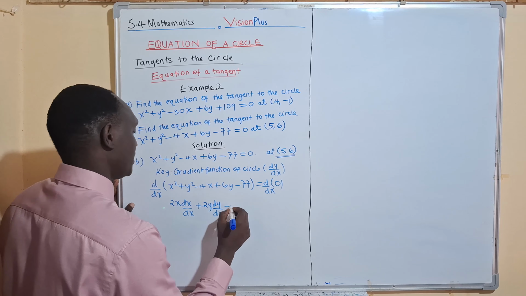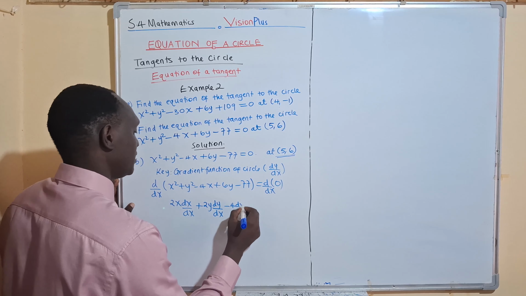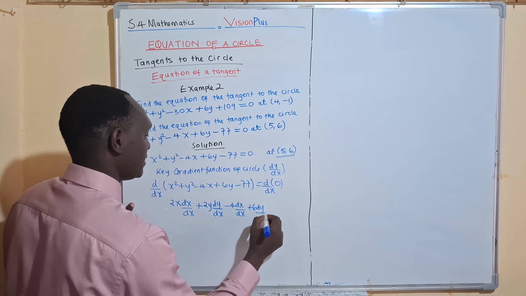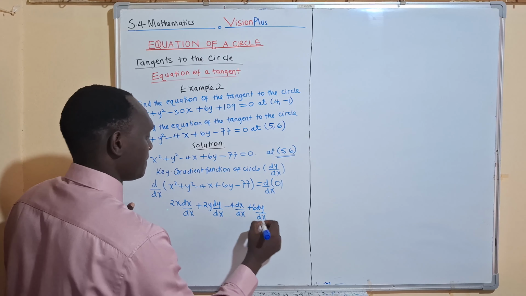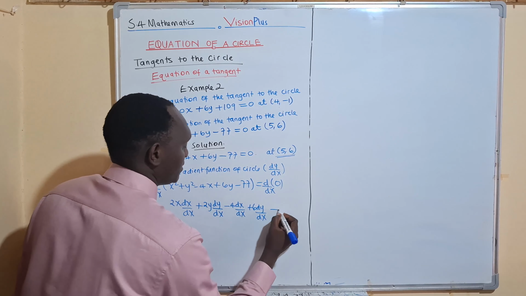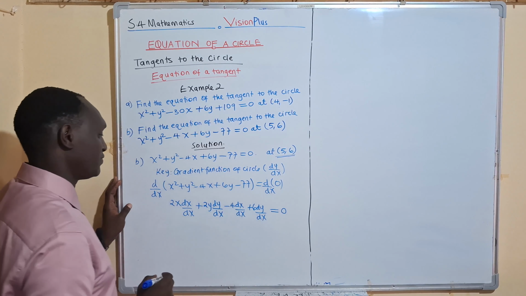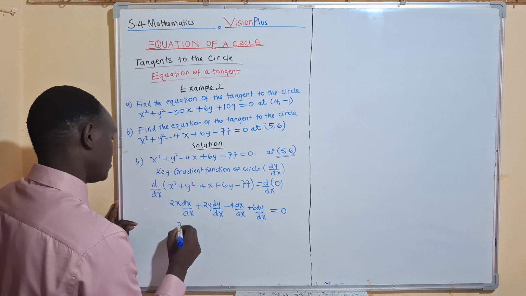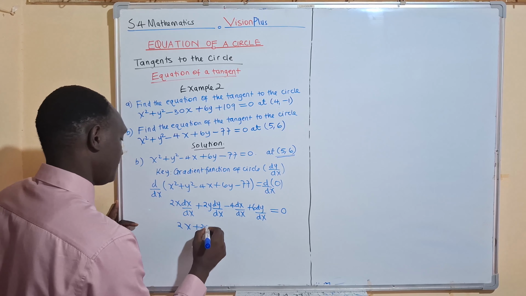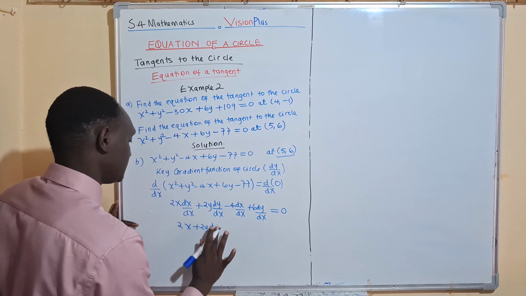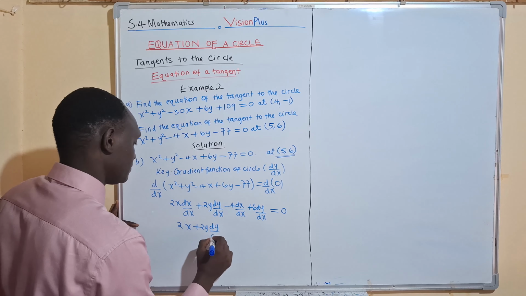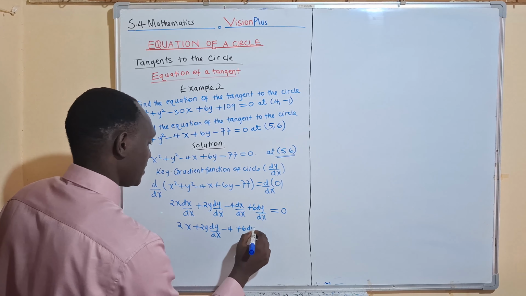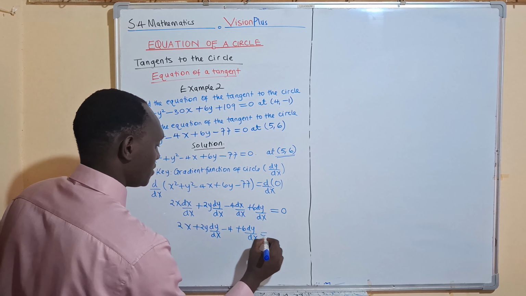And then we shall now have minus 4 dx/dx plus 6 dy/dx. If we differentiate 77, we get 0. So we just equal to 0 when we differentiate that side. So this and this are going to cancel, giving us here 2x plus 2y dy/dx minus 4 plus 6 dy/dx equals 0.